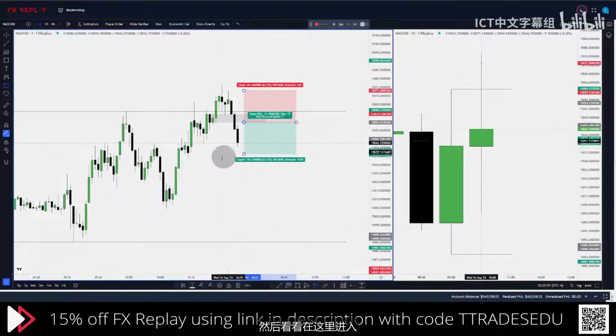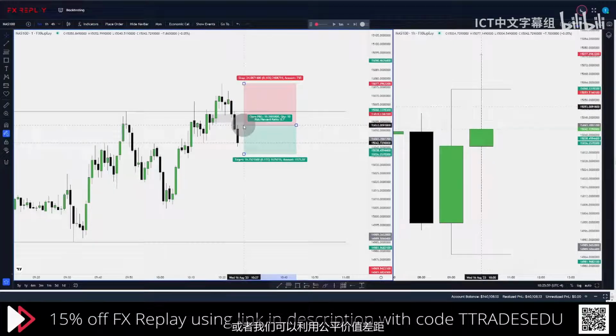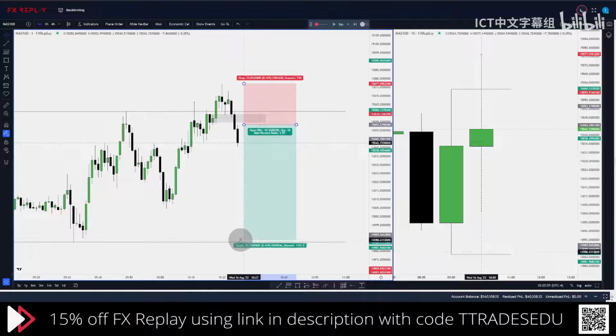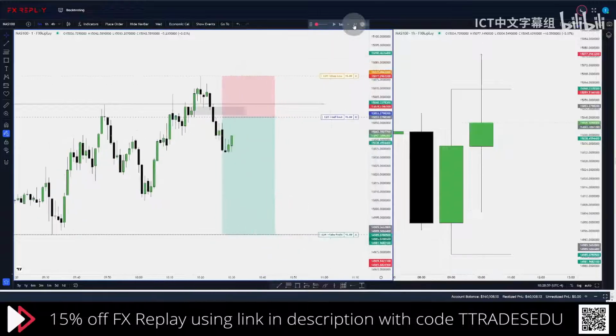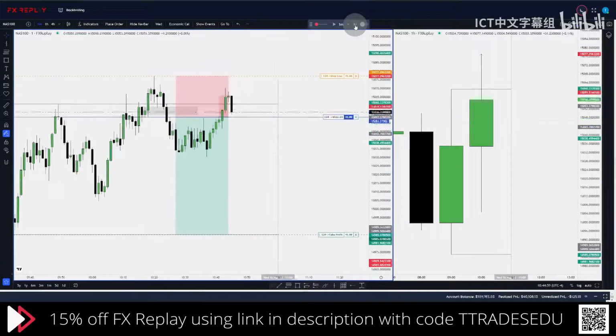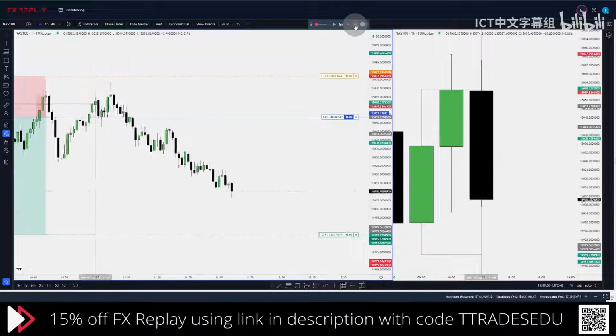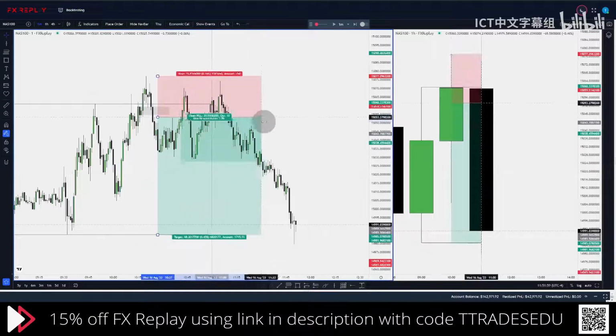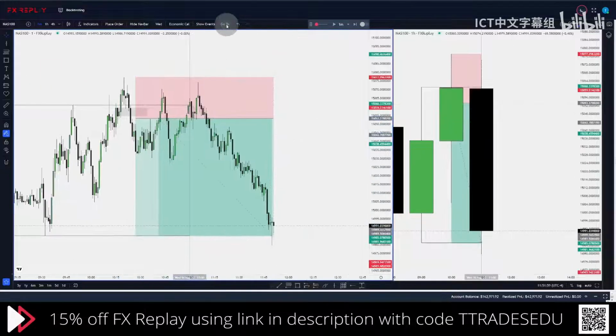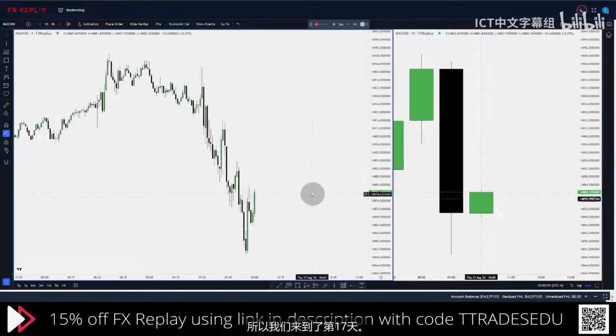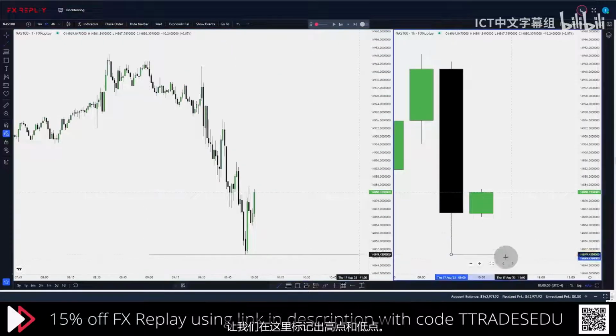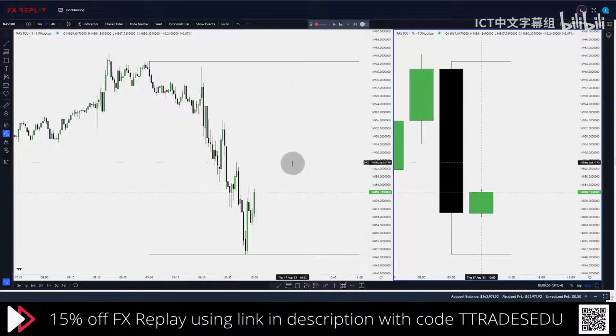I'm gonna look to enter here on the breaker, or we can take the fair value gap to this low. Let's go ahead and enter there. And there we go. Let's go to the next day. So here we are on the 17th. Let's mark out the high and the low here.